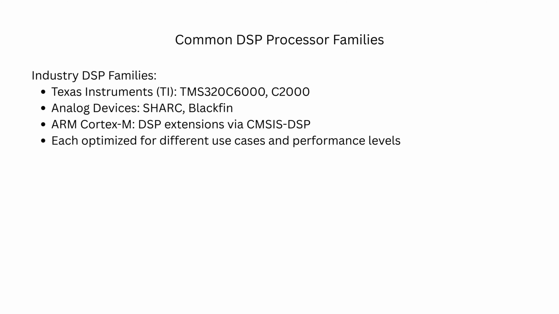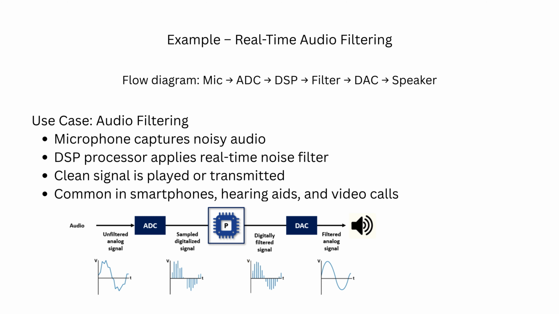Have any of you worked with ARM Cortex-M microcontrollers during lab sessions? Good. You should know that certain ARM cores include SIMD and DSP instructions that can perform signal processing efficiently. Let me now give you a simplified example to help you visualize how a DSP processor functions in practice.